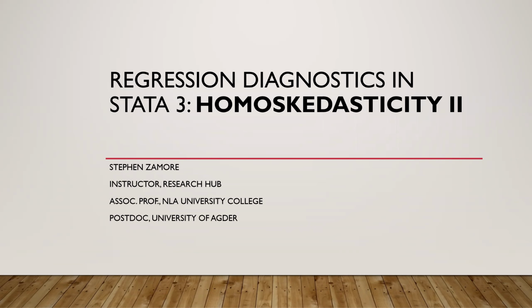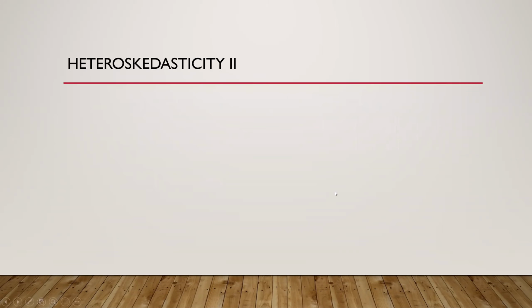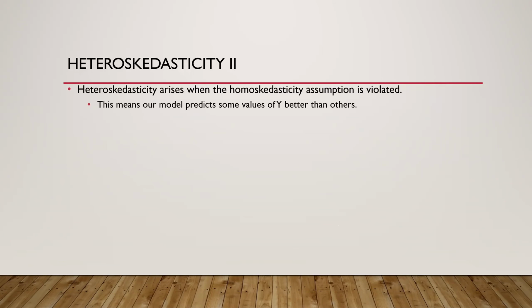Hello, welcome to Regression diagnostics in Stata. This video covers the second part of the homoskedasticity assumption about the linear regression. This video talks about when we don't have this assumption being met, meaning that we have a heteroskedasticity issue, and that has to be solved. That means that we have the model predicting some values of y better than others.